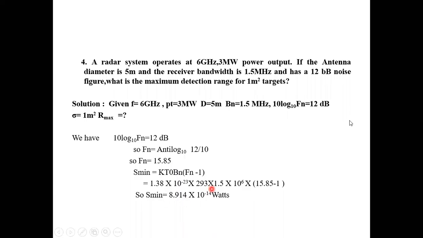Now the overall value of Smin can be determined as 8.91 into 10 to the power of minus 14 watts. Since it is the detectable power, it is a very low power that we are going to get. So it is in terms of 10 power of minus 14 or minus 13 watts that we have to represent it. So 8.914 into 10 to the power of minus 14 watts is the value of Smin.